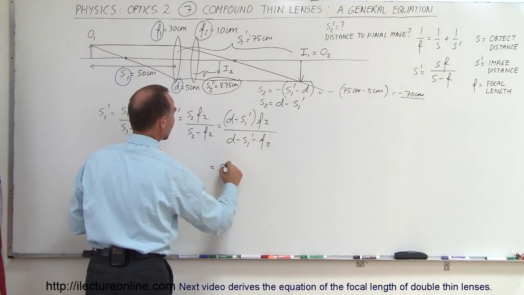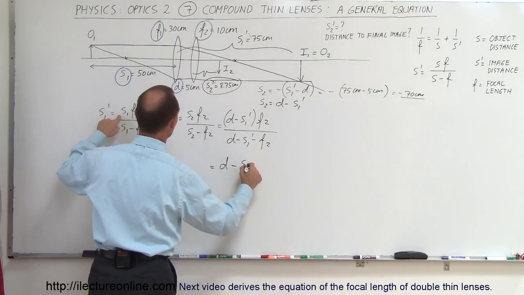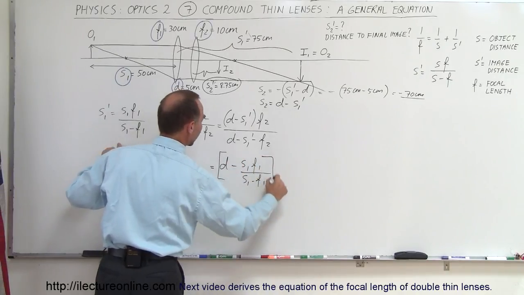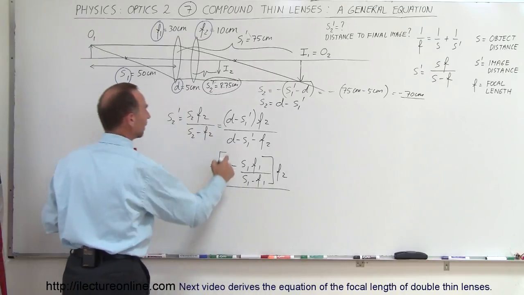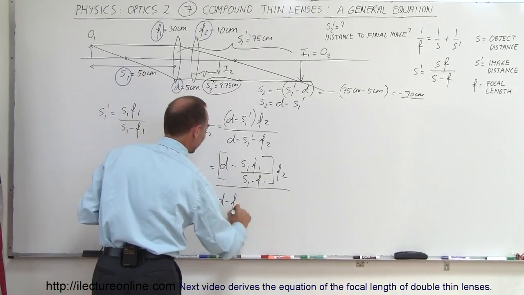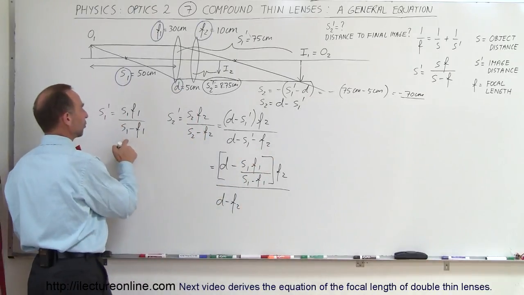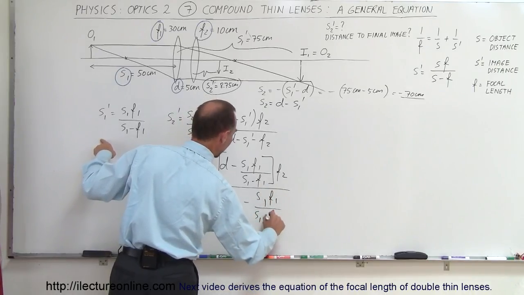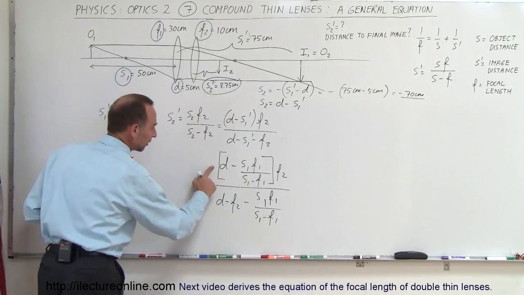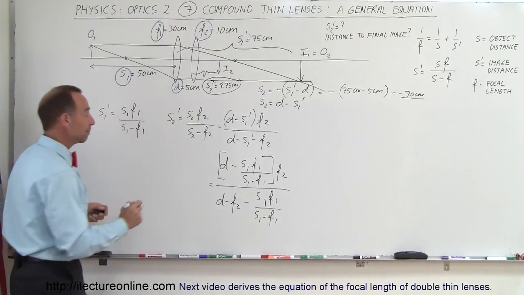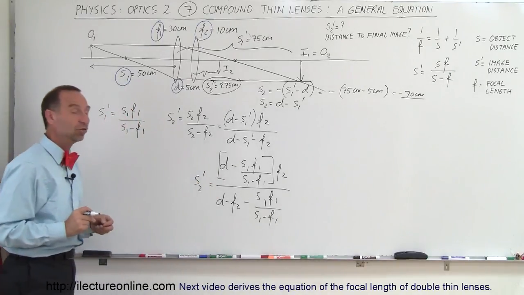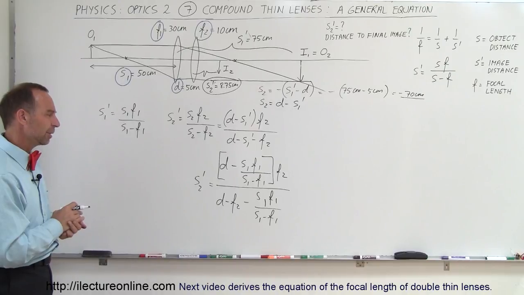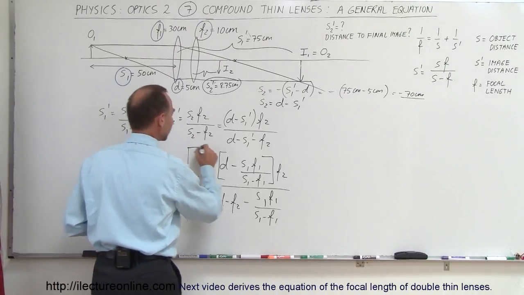So this is equal to D minus S1 prime, which is S1 F1 divided by S1 minus F1, and the whole thing multiplied times F2, and that divided by the denominator, which is D minus F2. I can go ahead and put the F2 first, and then minus S1 prime, which would be minus this quantity, which is S1 F1 divided by S1 minus F1. So that's the position S2 prime of the final image, and that would of course be relative to the second lens. We could probably write this a little bit differently, but that's good enough. We'll leave it like that. So that would be our equation.